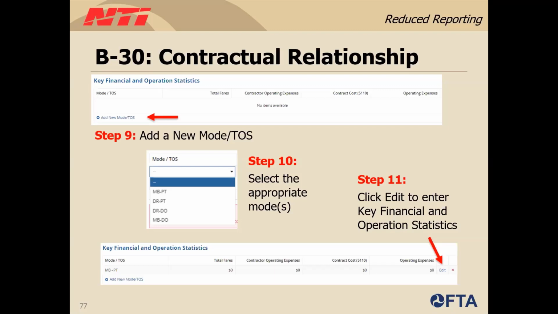You will click the Add New Mode and Type of Service button at the bottom left of your screen. Then you will select the appropriate mode and type of service from the drop-down. Next, you will click Edit on the right-hand column to open up the key financial and operating statistics field.